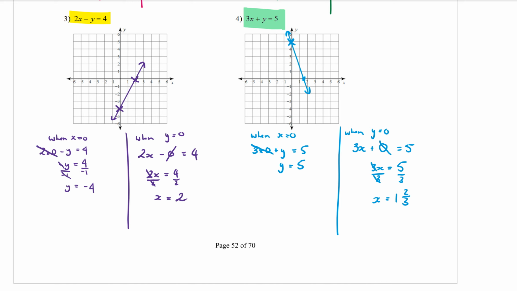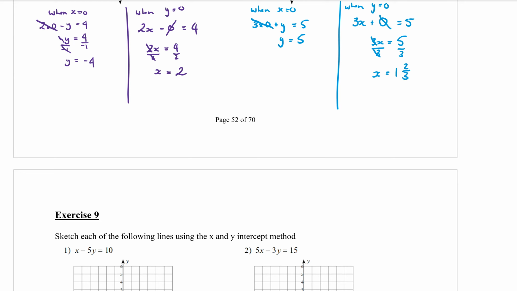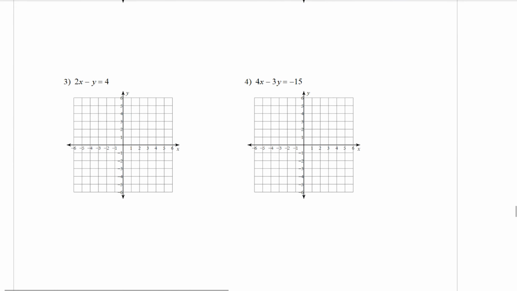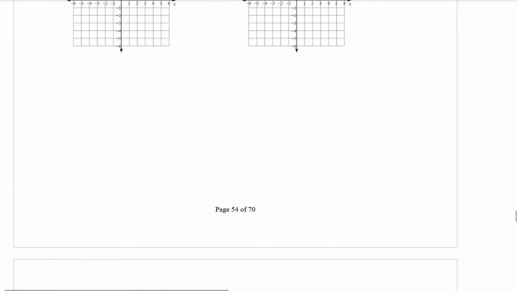Okay, so I've just done 4 of those for you today. So we're going to have 2 lessons on this. So you're going to start on exercise 9. There's some questions in here for you to practice. And I'll show you some more again tomorrow just to make sure that you're on the right track.